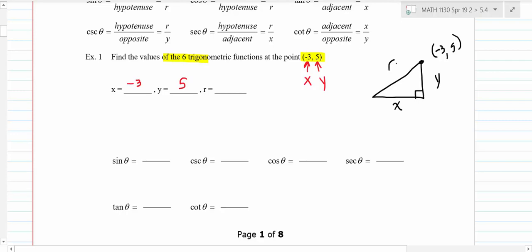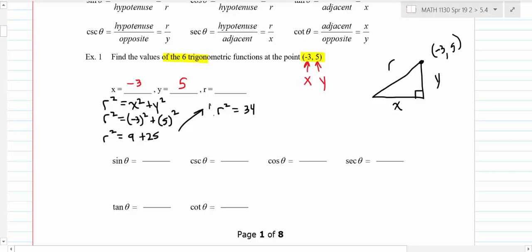So how do you find r? You do the Pythagorean theorem, right? So r squared is equal to x squared plus y squared. So we'd end up getting r squared equals -3 squared plus 5 squared. So that would be 9 plus 25, so r squared equals 34. And then you can square root both sides, so r is root 34. So anytime you have a point, you know x and y automatically. You find r with the Pythagorean theorem. Okay, you with me so far? Like I said, use Pythagorean theorem and trig all the time.